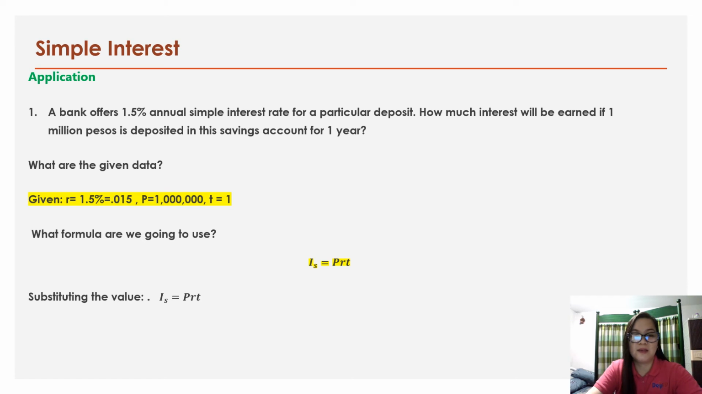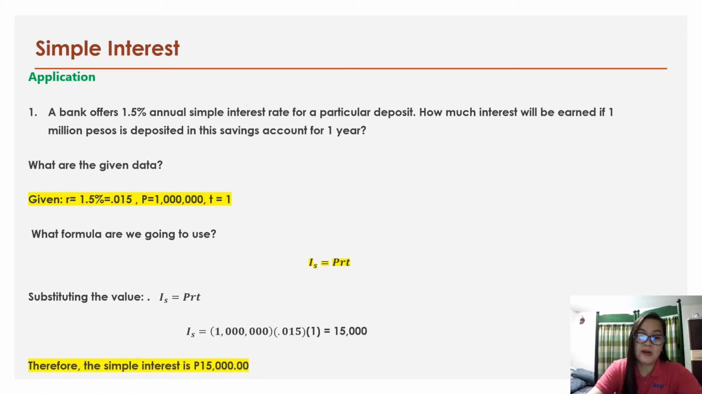Substituting the value, I sub S is equal to PRT. And so we have 1 million times 0.015 times 1 is equal to 15,000. So therefore, the simple interest is 15,000 pesos. Do you have any question?